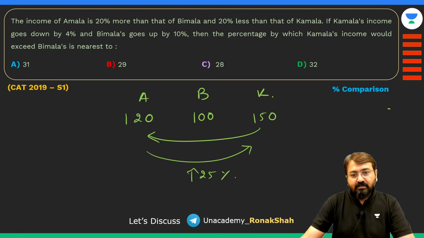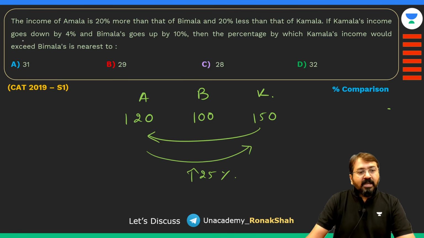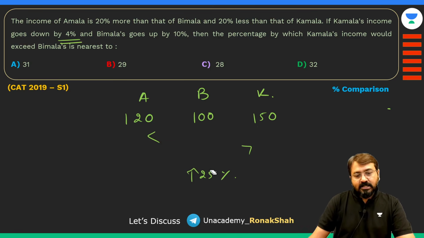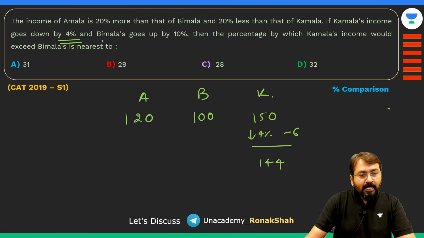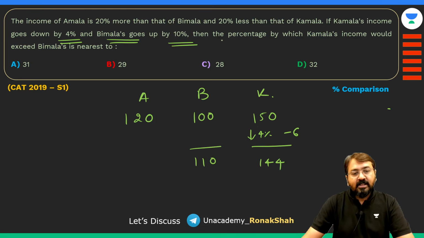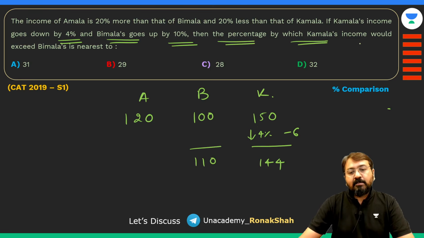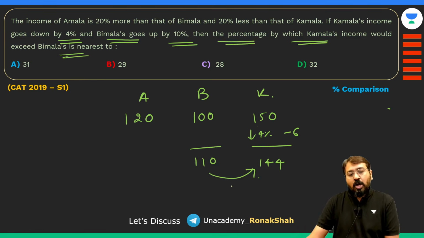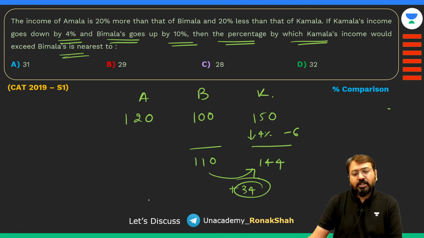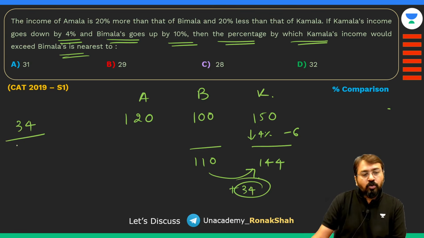Just focus. If Kamla's income has gone down by 4%, 4% means 6 rupees. So it should have become 144 now. And Bimla's income has gone up by 10%, so Bimla's income has become 110. Then the percentage by which Kamla's income would exceed Bimla's income, this is how much more than Bimla. So 34 rupees more, 34 over 110.